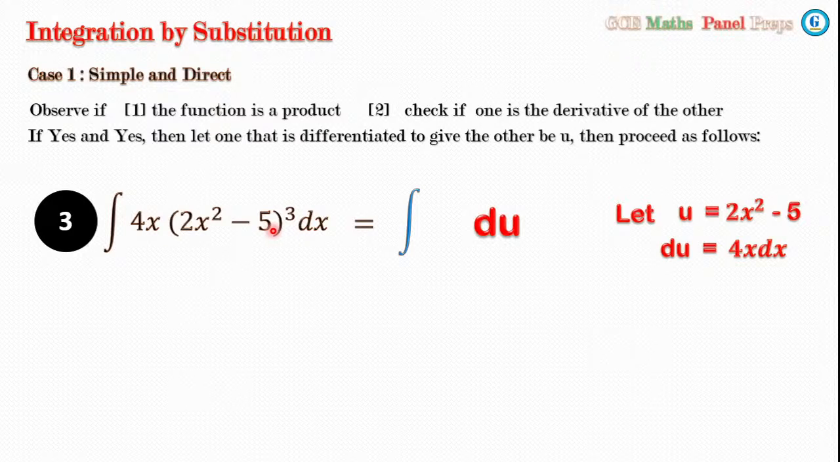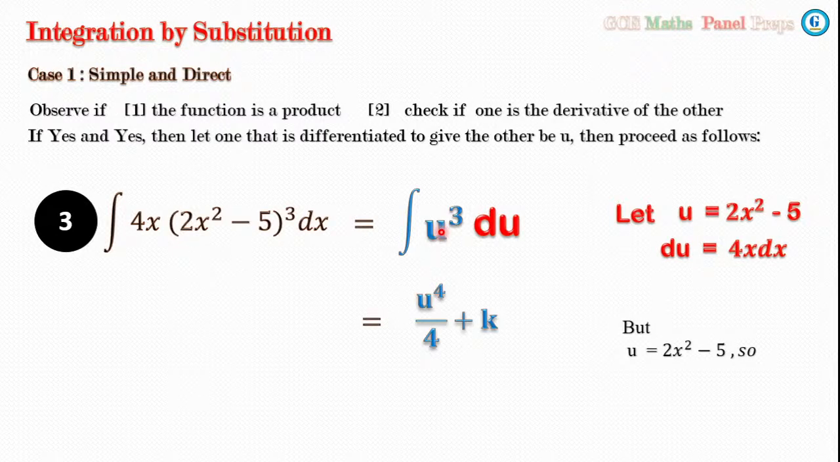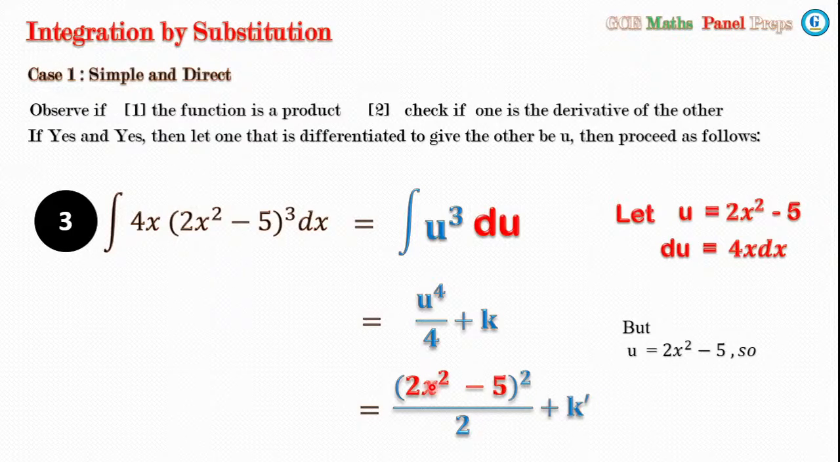and we know that 2x squared minus 5 is equal to u. We now replace it by that value as well. So integrating this will give us u to the power 4 on 4 plus a constant of integration, and we replace these variables by what was given in the equation. So we will now be left with (2x squared minus 5) all of that to the power 4 on 4 plus a constant of integration.